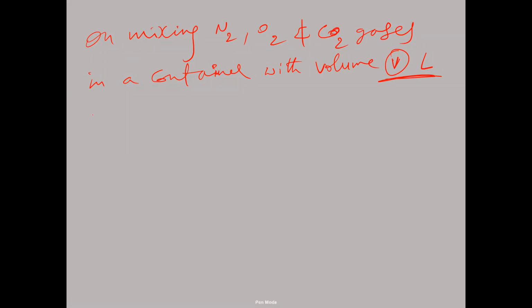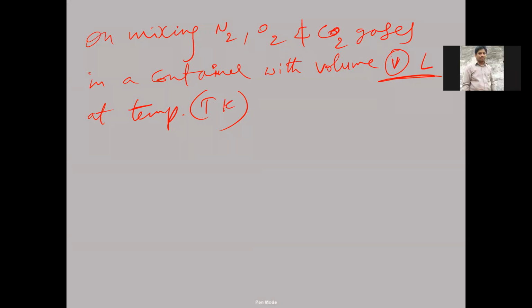At temperature T Kelvin, we are taking three gases in the same vessel at the same temperature. Anyhow, the R value, the universal gas constant, is the same for all gases. For any gas, the R value will be the same. The R value does not change. Temperature is constant for all these three gases. Volume also is constant.